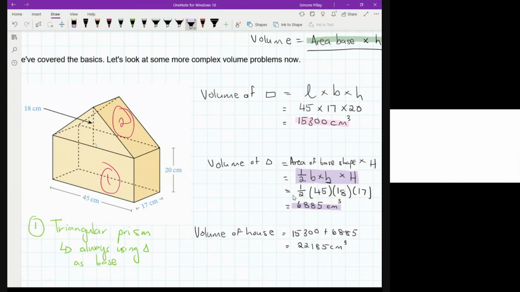So you could have started with that formula I've highlighted in purple over there. That would have been okay as well. But when you're using a triangular prism and you're using our general formula, you're starting with that. Your base is always going to be the triangle in the triangular prism.